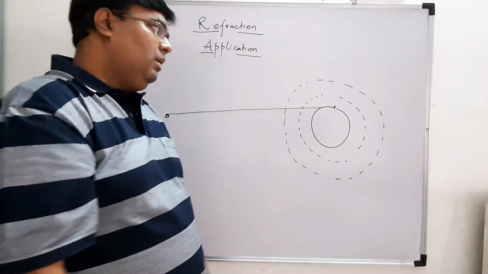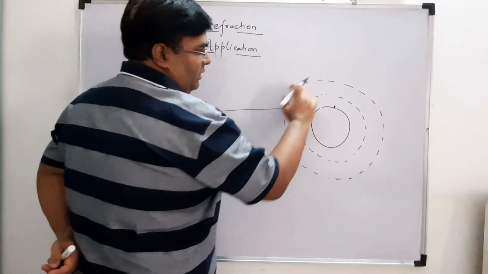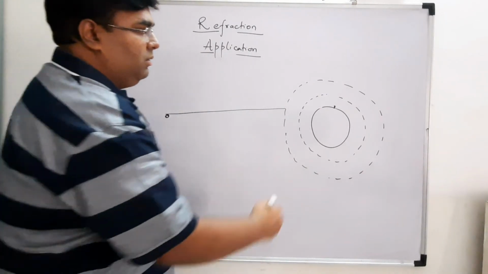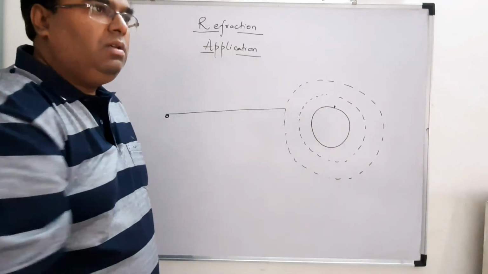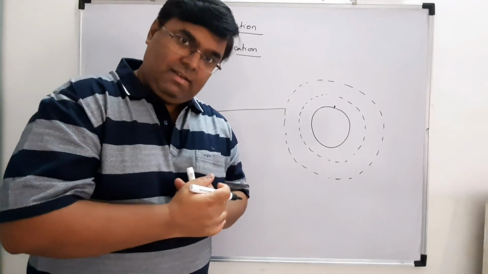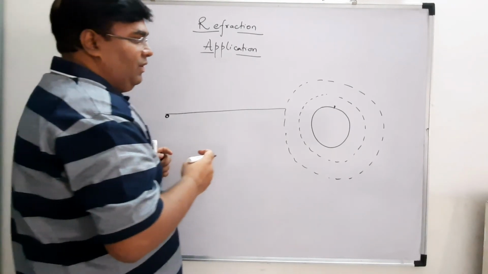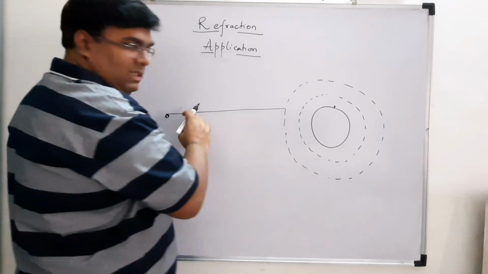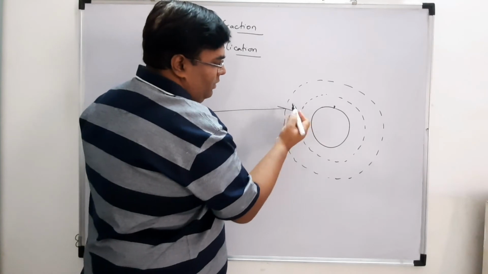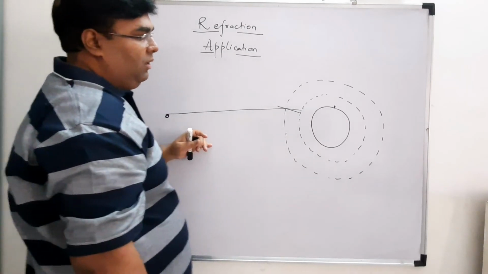But practically, when light enters, these are the different layers of the atmosphere at different temperatures. What happens with temperature? With an increase in temperature, the refractive index decreases. So earlier it is traveling, suppose, in vacuum, and it enters the atmosphere. At this point, what will happen? It will move towards the normal, correct?